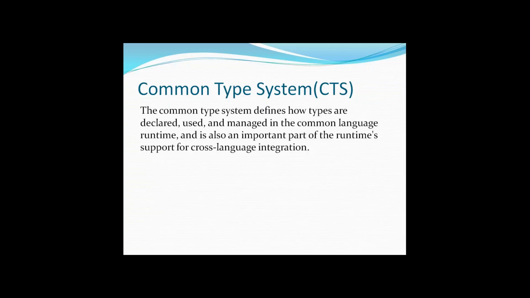Good. The third term associated with your .NET Framework is called the common type system. So what is common type system? Common type system defines how types are declared, used, and managed in the common language runtime, and is also an important part of the runtime support for cross-language integration. Let me tell you what your common type system refers to. For example, think that you are writing your code using VB.NET and your friend Sai Krishna is writing his code using C#.NET, or Visual C++.